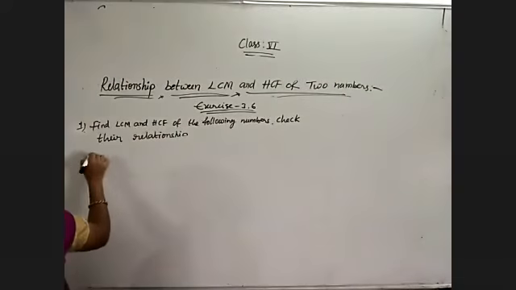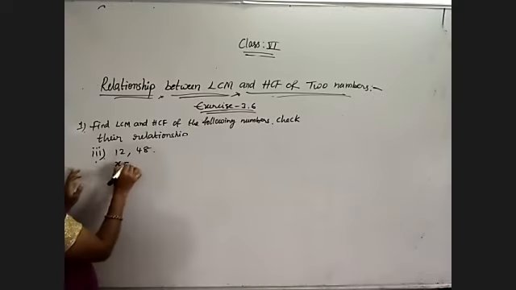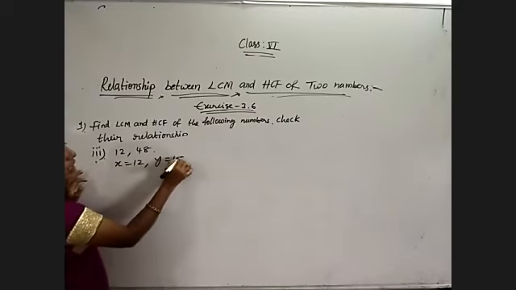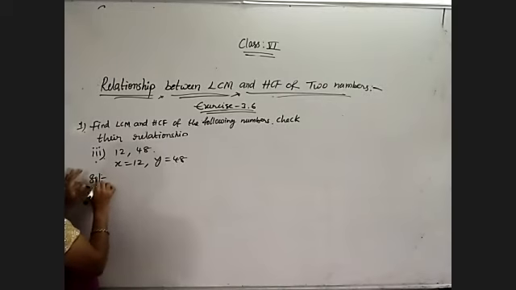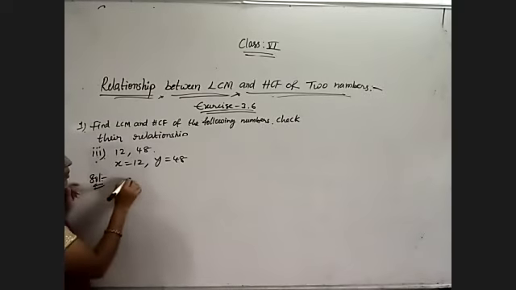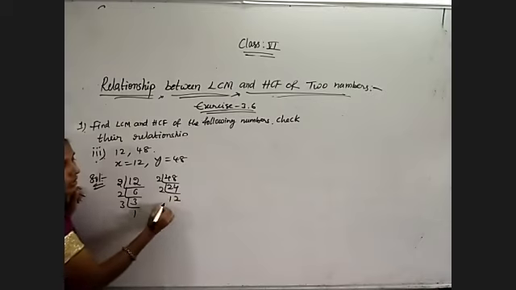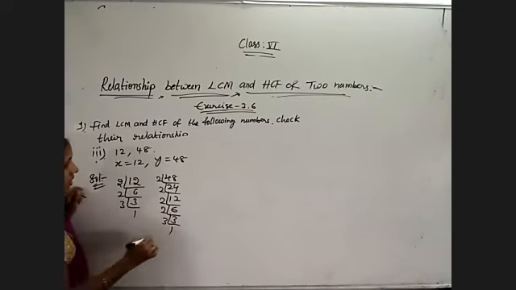What is the third question? 12, 48. So x is equal to 12, y is equal to 48. First, if you want to find out the product, that also is no problem. Find out LCM now. 12: 2 6s are 12, 2 3s are 6, 3 1s are 3. And for 48: 2 24s are 48, 2 12s are 24, 2 6s are 12, 2 3s are 6, 3 1s are 3. Okay.